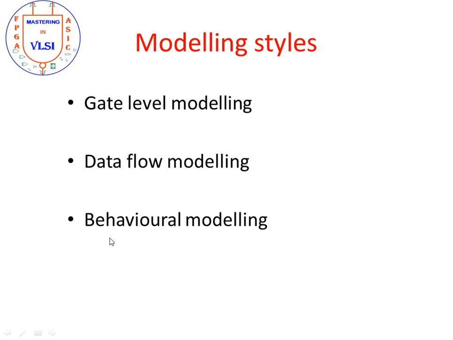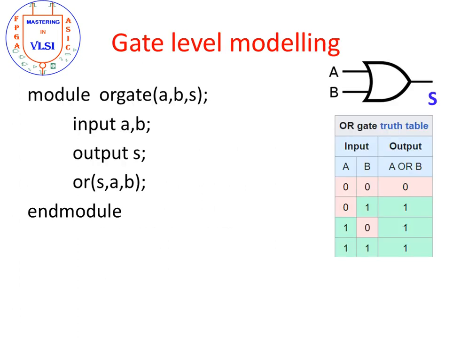There are three kinds of modeling. One is gate level modeling, another one is data flow modeling, last one is behavioral modeling. In gate level modeling, as an example, here we are going to do the OR gate functionality. On the right side, the table is there. A and B both are inputs. The output has been specified here. Both 0, 0 means the output will be 0, 0, 1 is a 1. Apart from both signals being 0, in all remaining cases the output will be 1.